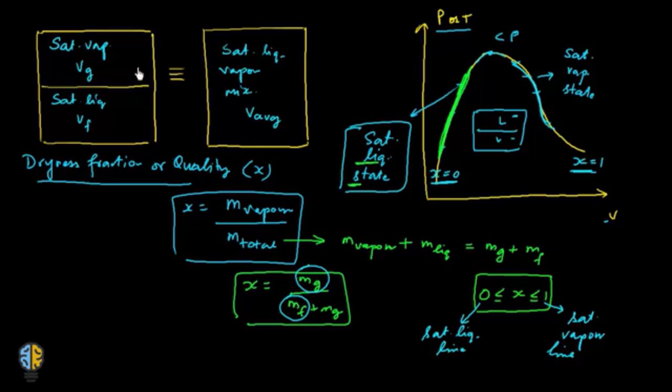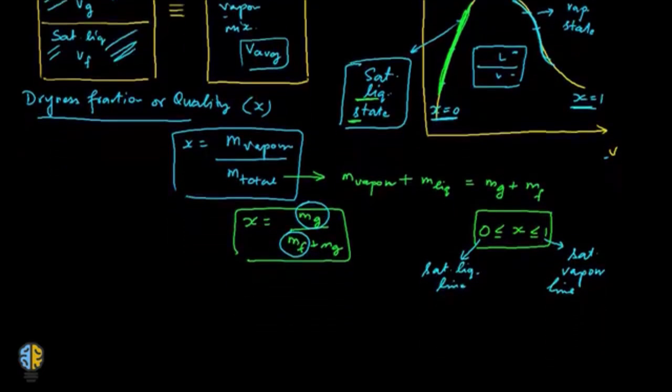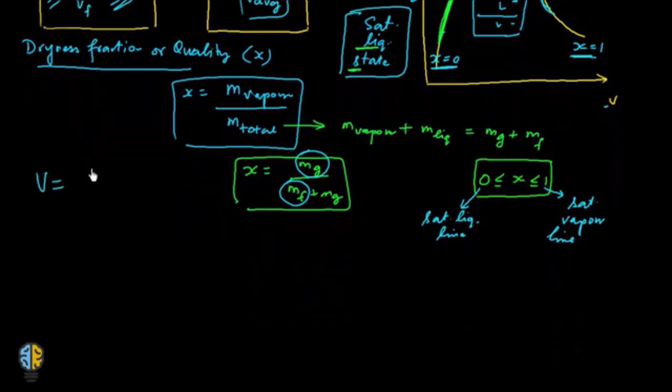So we have this tank in which you have some saturated vapor at some volume, and some saturated liquid at some volume, and when you mix both of them, you get a mixture of saturated liquid and vapor at an average volume of the two. The total volume of this container is V, which is Vf plus Vg. Now these quantities are total volumes, not specific volumes. So V is equal to small m into small v.